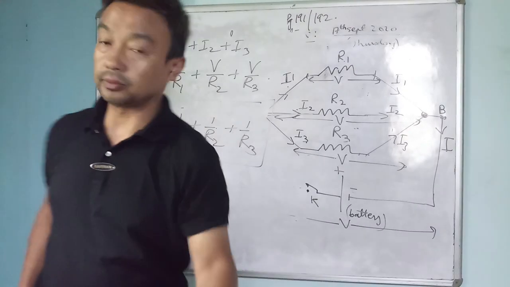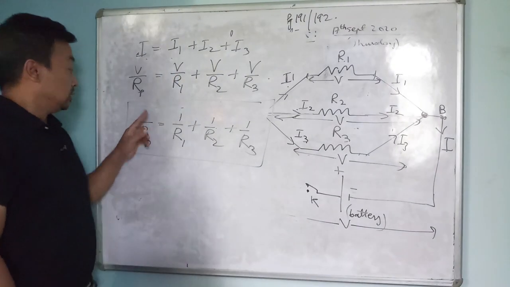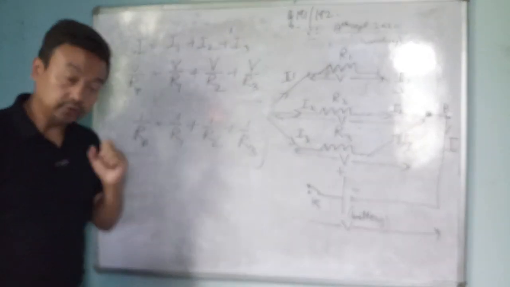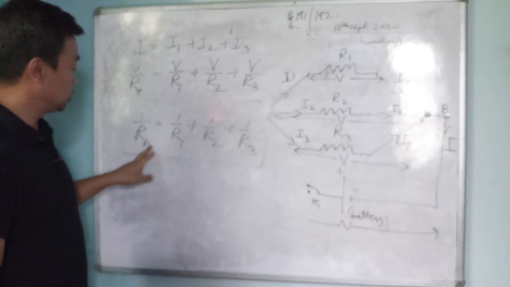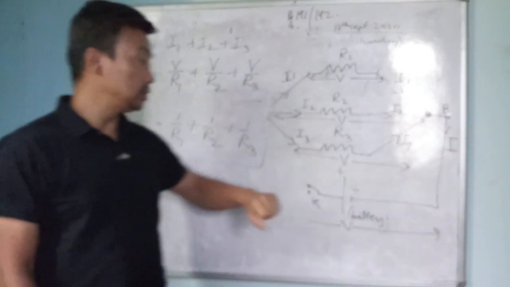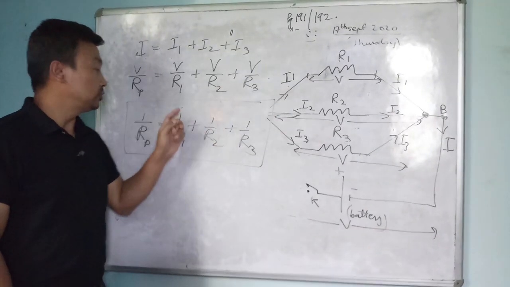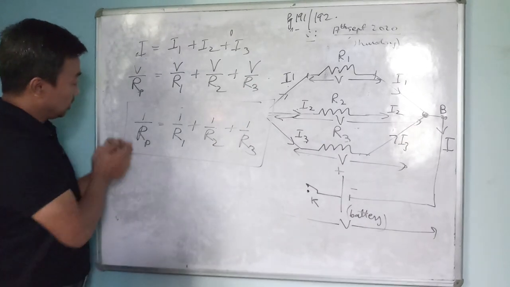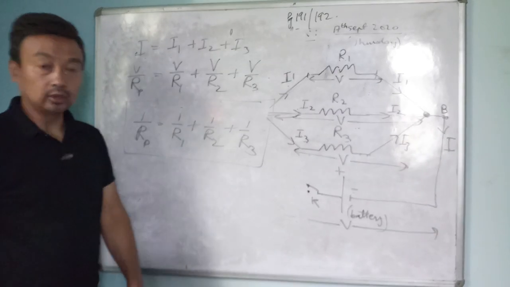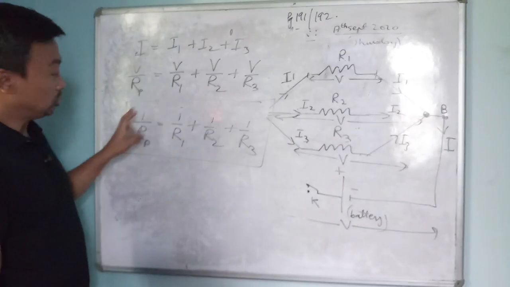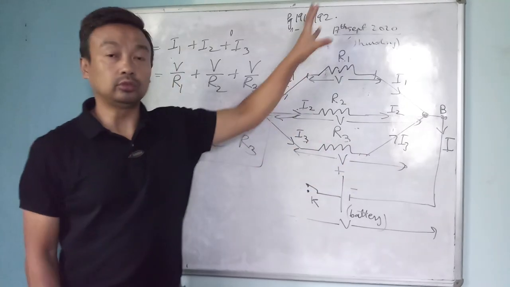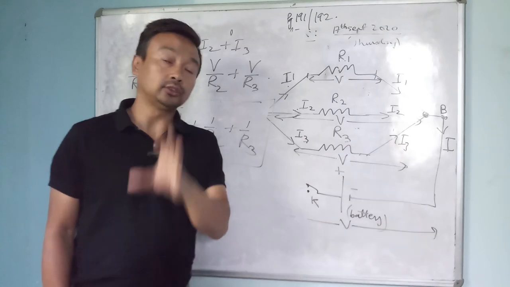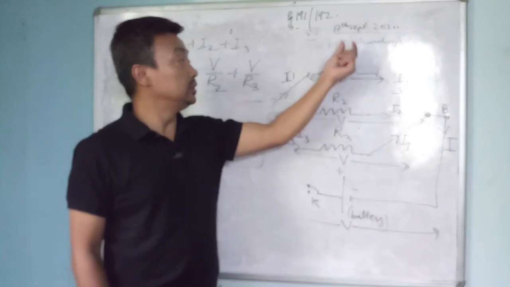So what do we see here? We see that it is a reciprocal. That means the reciprocal of the equivalent resistance in the parallel combination is equal to the sum of the reciprocals of individual or each resistance. So what we observe is that the total resistance we get in the parallel will be less than the individual resistances.